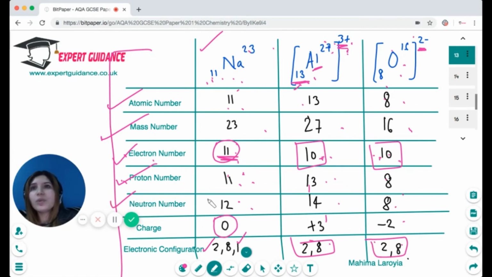Okay, so I hope you are able to do this, because these questions are often asked in the exam where they give you an element and they ask you to work out the atomic number, mass number, electron number, proton number, neutron number. So make sure this table is clear to you.